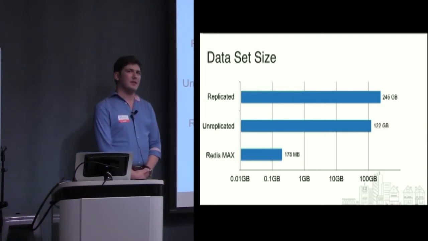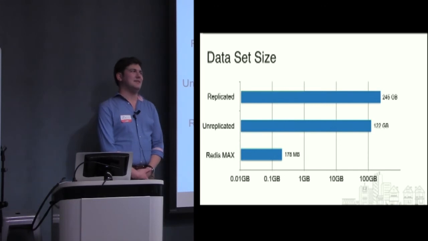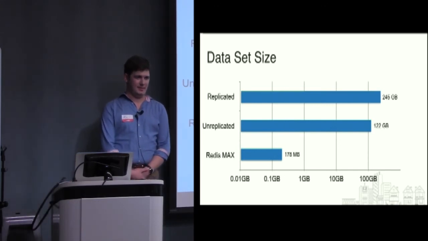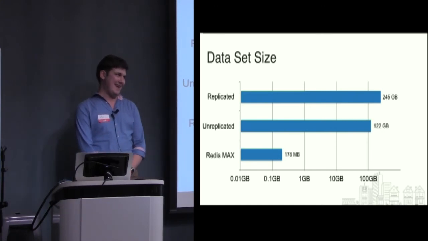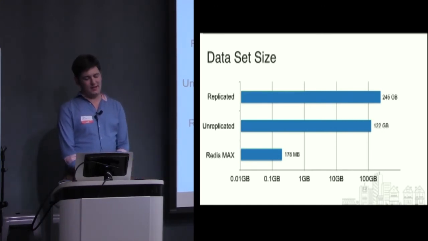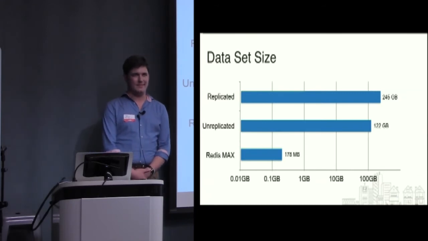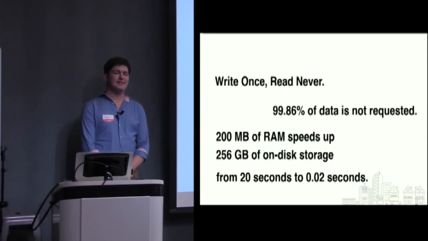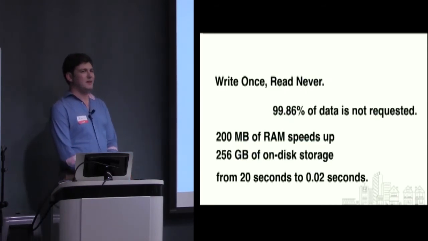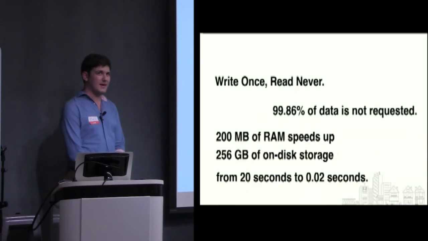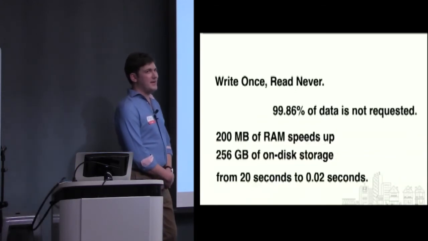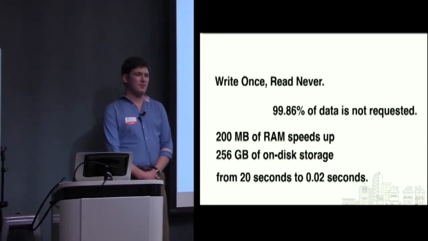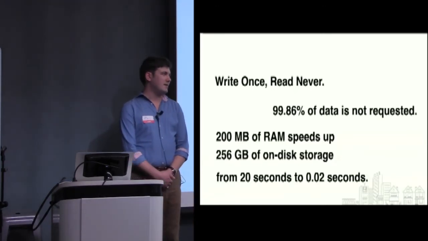Unreplicated, that's like 122. The maximum size that has ever been seen in the Redis cluster is 178 megabytes, representing all that data. That is 0.14% of all that data. That's it. 99.86% of data is not requested in a write once, read never architecture. So 200 megabytes of RAM speeds up 256 gigs of on-disk storage from 20 seconds to 0.02 seconds when you get Redis really hot.